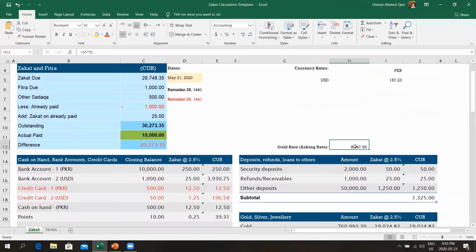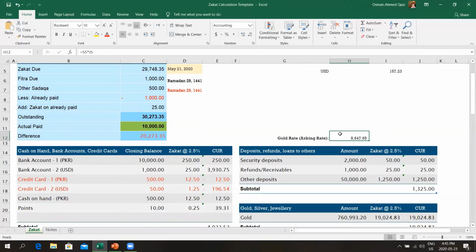Then I've also put the gold rate. Similarly, you can put in the silver rate or the jewelry. I'll get to it in a bit, but gold rate again. This is the rate, as you can see. It's in Pak rupees, and it's per gram. So that's the gold rate. Again, you get it online, whatever, and you can put it in as well, because that's going to be used.